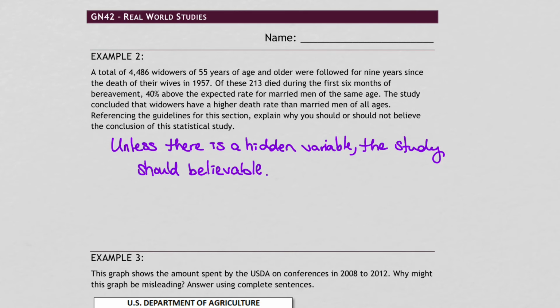It seems good to me. Everything seems very defined. And their conclusion matched what they were studying. So I think that this is a believable study. If you disagree, let me know, because it'd be helpful.